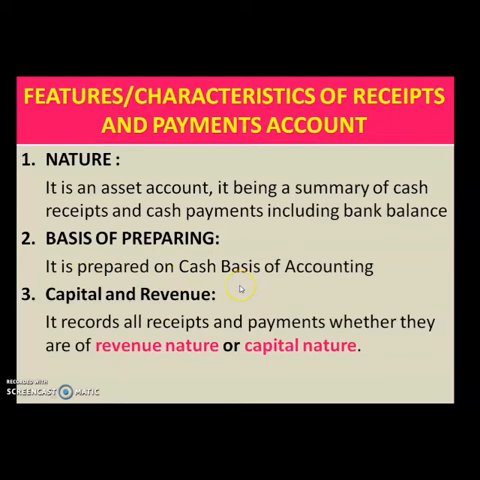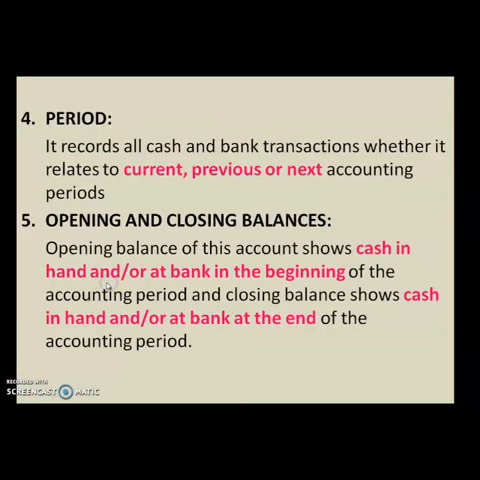Third point is capital and revenue. It records all receipts and payments whether they are of revenue or capital nature. So both revenue and capital nature transactions are recorded in receipt and payment account. Next we have the fourth one, period. It records all cash and bank transactions whether they relate to the current year, previous year or next accounting period. So no matter which year it is, if we have received the money, we will record it. That is the matter.